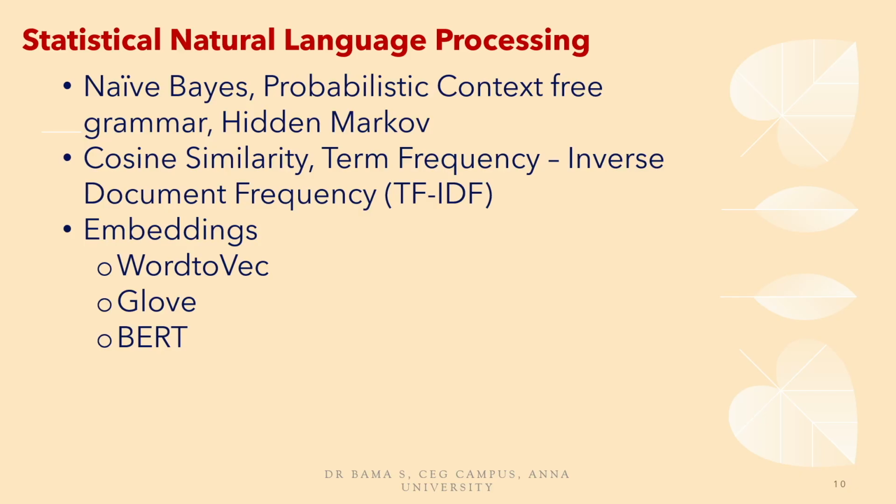We have seen this in detail, but in recent trends, those are not sufficient for machines to understand natural language. So we went into statistical language processing, where we have seen some of the techniques like naive Bayes, probabilistic context free grammar and hidden Markov model. And along with it, we have also seen cosine similarity and term frequency, which are helpful for converting the words to numbers and finding out the similarity structure in terms of cosine similarity, and term frequency and inverse document frequency.